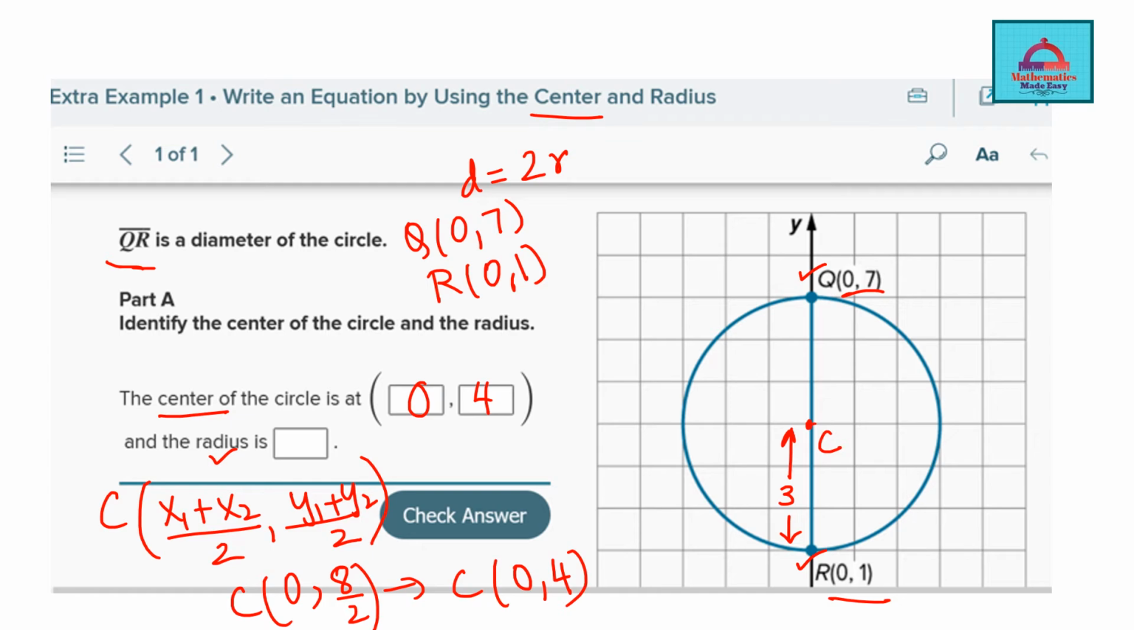Second way, look at the x coordinate, both are 0. Look at the y coordinate, one is 7, one is 1. So subtract 7 minus 1, that is 6. So this whole length is 6. And therefore your radius is 3 units.